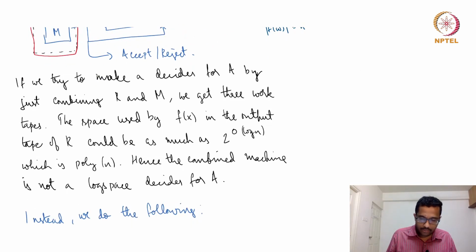Again, I have written this down in detail. If we try to make a decider for A by just combining R and M, the space used by the output tape of R, which is the input tape for M, will be polynomial in n, because it comes from this, like we saw in the previous lecture. So the combined machine is not a log space decider because it is using polynomial space. Log space means we can only use O(log n) space.